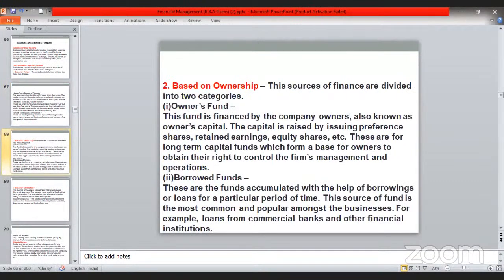Next is based on ownership. There are two kinds: the owner's fund and the borrowed fund. The owner's fund is from our own money, issued through preference shares and retained capital. These are also long-term capital funds, which give the owners rights of operation. It is your own capital, where you invest your money in management operations. The borrowed fund means borrowing a loan for a particular period of time for your business purpose, from financial institutions or commercial banks.